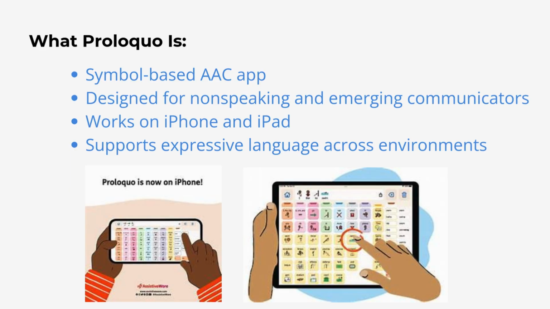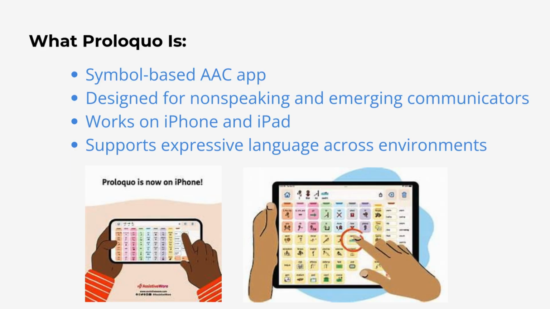Proloquo provides flexible voice options so students can choose voices that represent them. The app also includes grammar support, automatic word forms, customizable buttons, and secure cloud syncing for consistency across devices. These features help students communicate more independently and with more confidence.